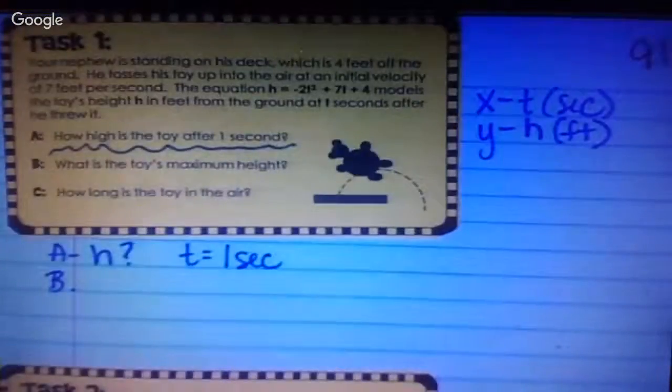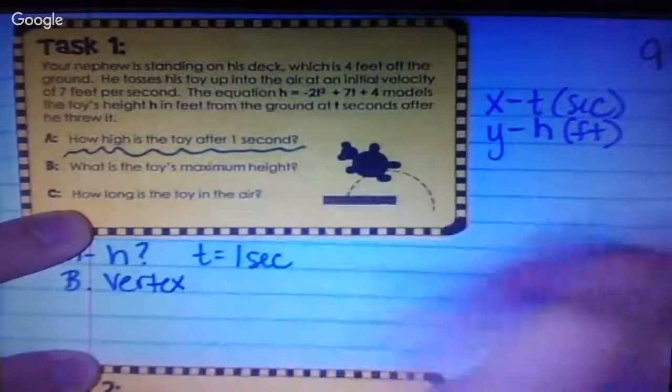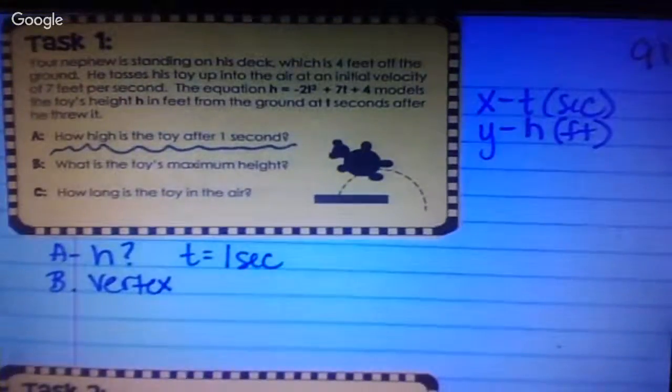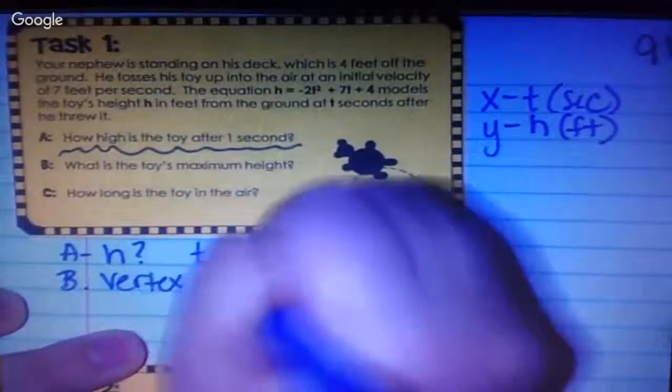What is the toy's maximum height? Okay. So I'm looking at a vertex. Okay. What do I want of my vertex, though, if I'm looking for maximum height? Do I want the x part of my vertex or the y? I want the y part of my vertex.